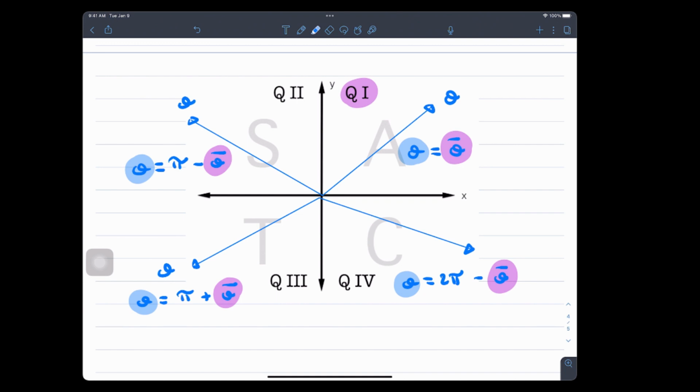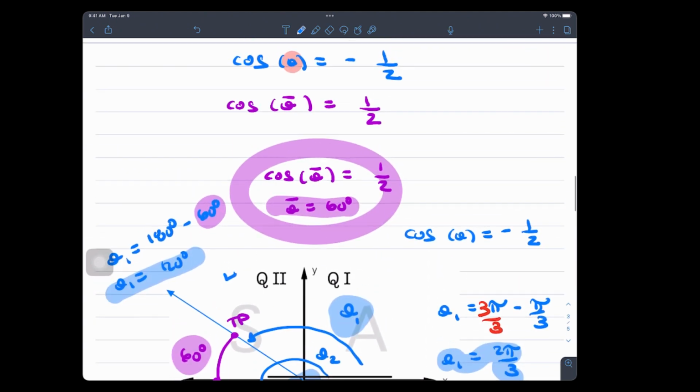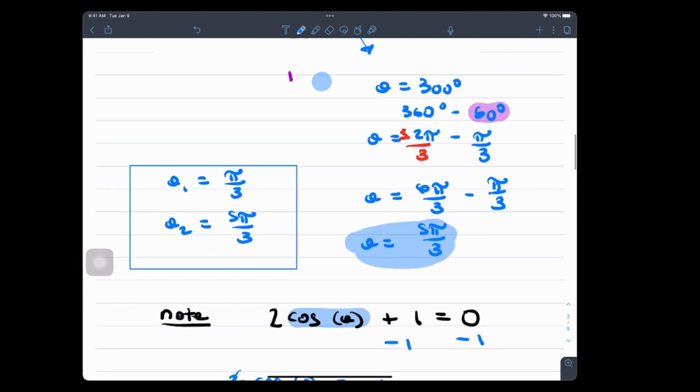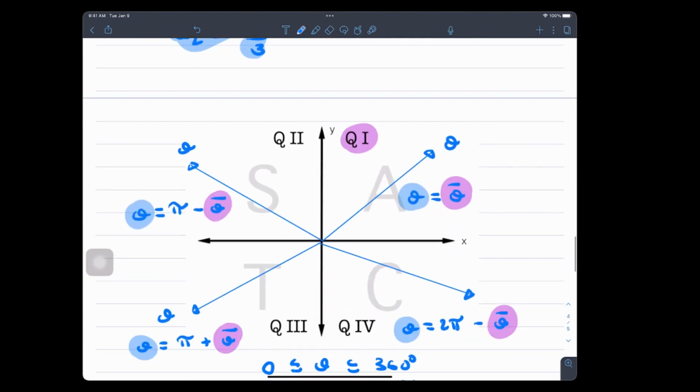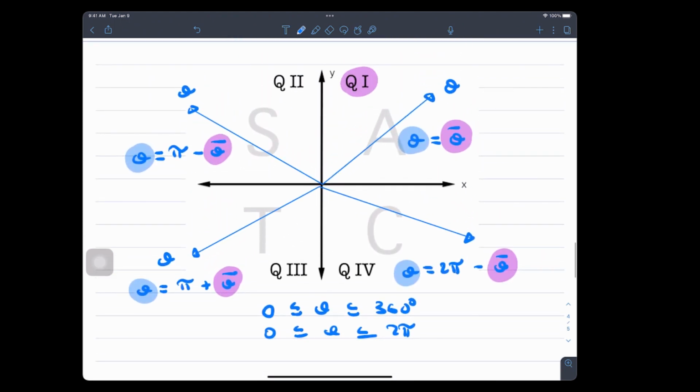So this is how we're going to use the all students take calculus for various angles in quadrants 1, 2, 3, and 4, which is why we restrict our domain to begin with from 0 to what? 360 or 0 to 2 pi. All right, so I just want to let you guys know that that's kind of how you do this here. You know, this is solving trig equations. So let's give you guys another example here. I'll let you guys copy that down, give you another example.